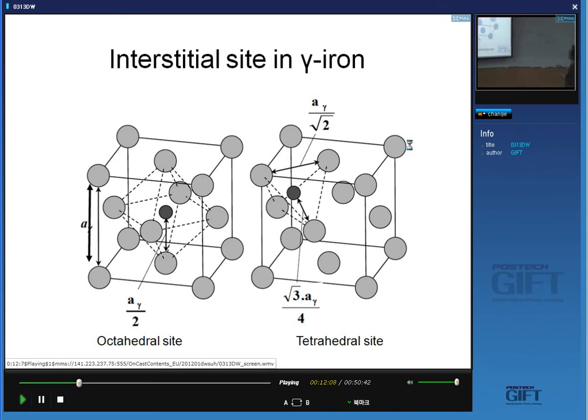How about the tetrahedral site? Tetrahedral site consists of this 1, 2, 3, 4 atoms. And usually it is located at 1/4, 1/4, 1/4 position in one unit cell. So there are 1, 2, 3, 4, 5, 6, 7, 8, 8 tetrahedral sites in FCC iron. And this tetrahedral site is inside of the unit cell and not shared by its neighbor unit cell, right? So there are 8 tetrahedral sites in FCC iron.